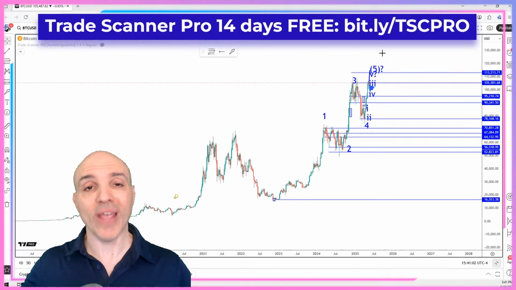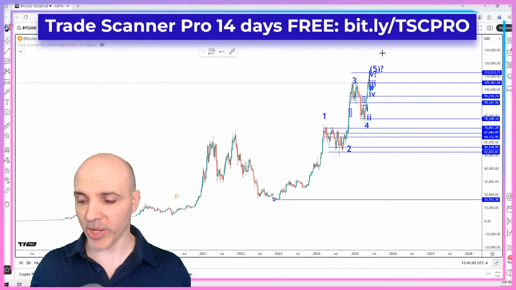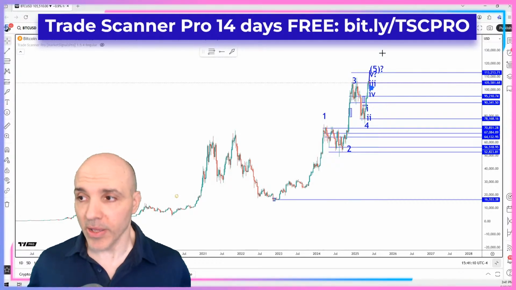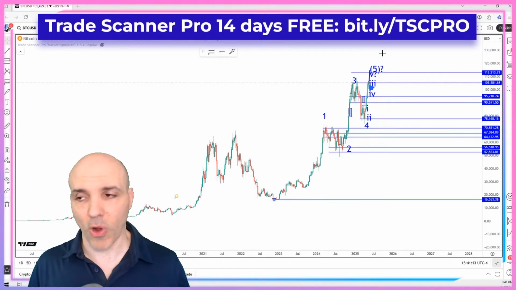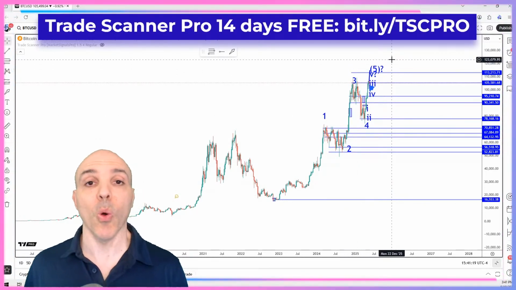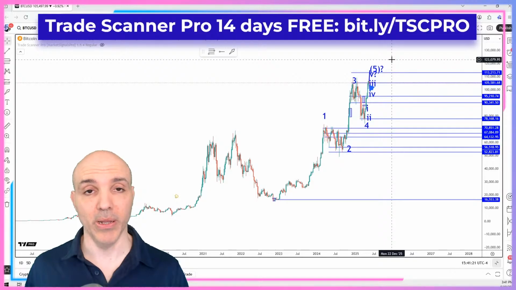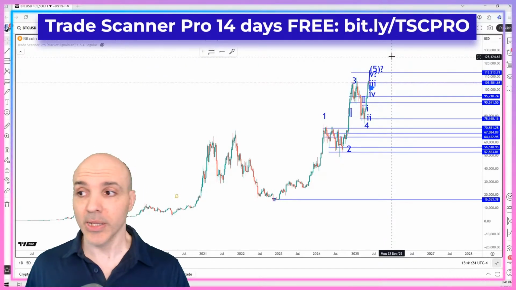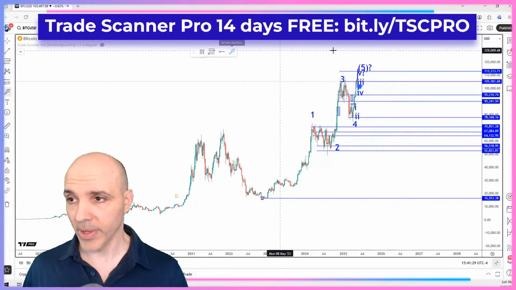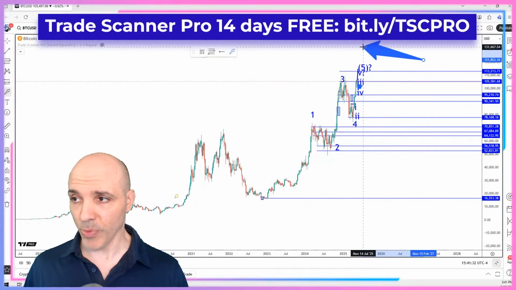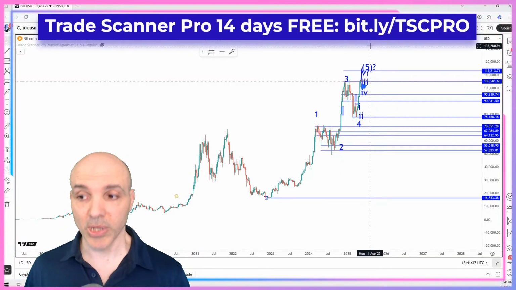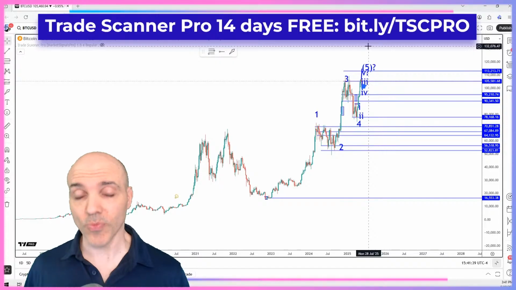Do you understand? Waves are fractal, meaning you can have smaller versions of the larger wave. So all these impulse waves together would equate to one gigantic wave 1. Do you guys understand that? So if we have a gigantic wave 1, let's say it completes up here somewhere. What comes next? What wave comes next? Wave 2. Wave 2 is a corrective wave.